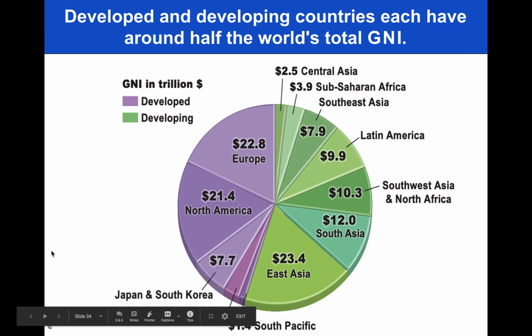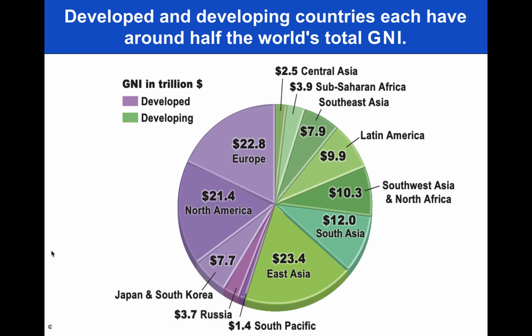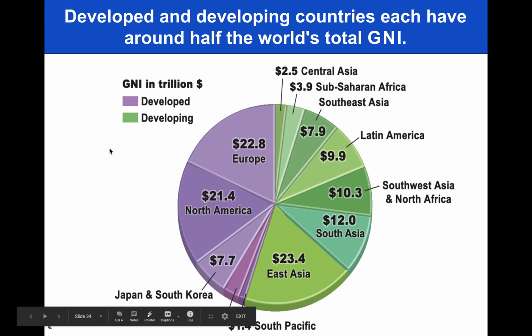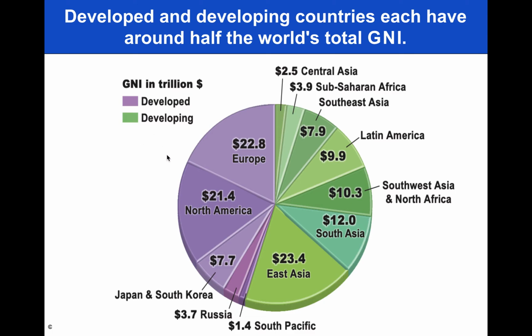Okay, again, looking at developing countries, we can see half of the world's total GNI is found in the core countries. Meanwhile, the other half is found in less developed countries. This is the gross national income in the trillions. And we can see that the gross national income of the United States in 2018 was $21.4 trillion, which is slightly below Europe with $22.8 trillion.